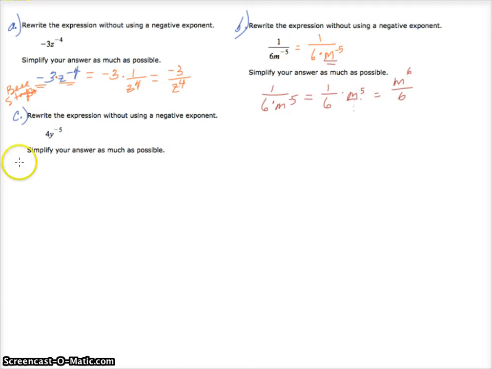Go ahead and try letter C on your own, and we'll check the answer after we're done. Alright, this letter C says 4y to the negative 5th. So I'm going to separate these so that my y to the negative 5th is my a to the negative n. I'm going to rewrite it as 4 times 1 over y to the 5th because I need the positive exponent. And then when I multiply them together, my simplified form is 4 over y to the 5th power. Remember just to flip only what has the negative exponent. All right, let's go on.